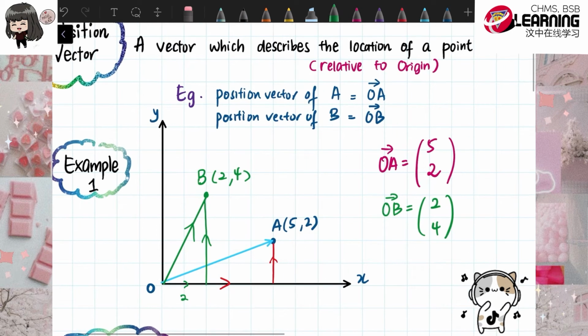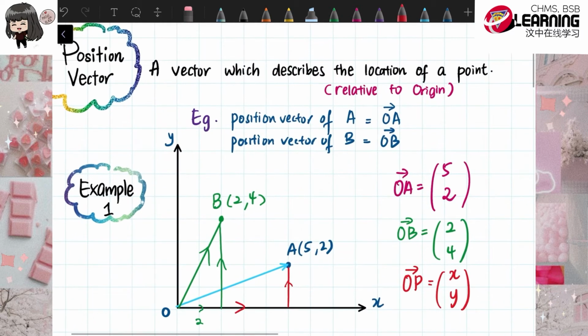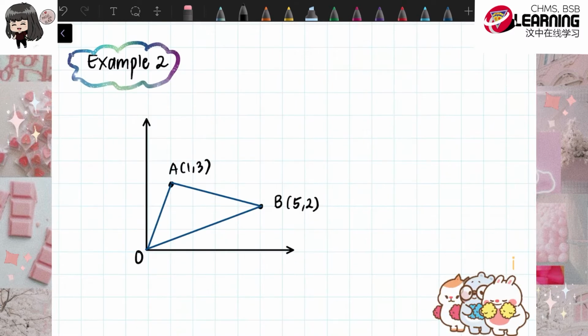So if I have O, let's say to P, your X is on the top, your Y is at the bottom. Okay, so this is what we call position vector. Alright, and it must be related to origin. Now let's look at example 2.